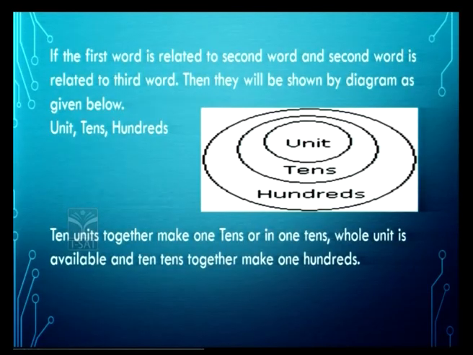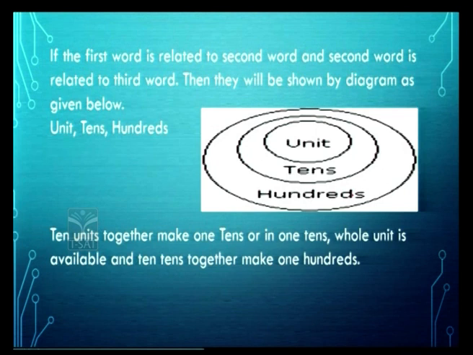You can represent the data in a similar format, correct? Here, units, tens, hundreds are given. Generally, if you take hundreds, hundreds are formed with tens and tens are formed with units. So, here the units, tens, hundreds are interrelated. If you observe, this is units here, tens here, hundreds here. So, all these three are interrelated, correct? Okay.